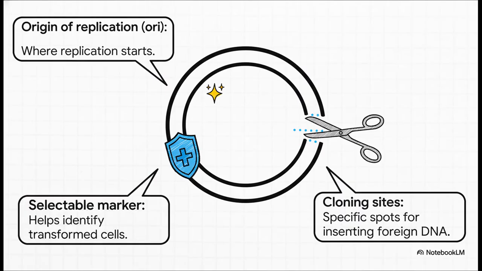So, to sum it up for an exam answer, a good cloning vector needs three essential features. First, it needs an origin of replication, or ORI, so it can be copied by the host cell. Second, it needs a selectable marker, which helps us find the cells that actually have our vector. And third, it needs cloning sites, those specific spots where we can insert our foreign DNA. Get those three things down and you're all set.